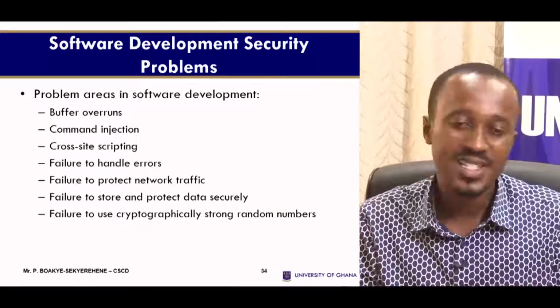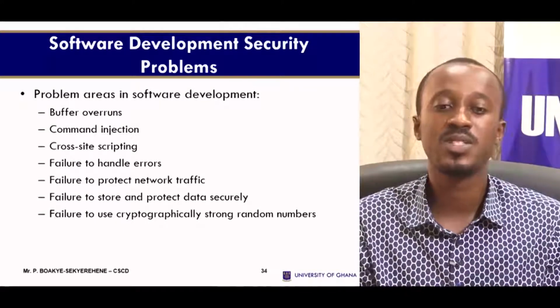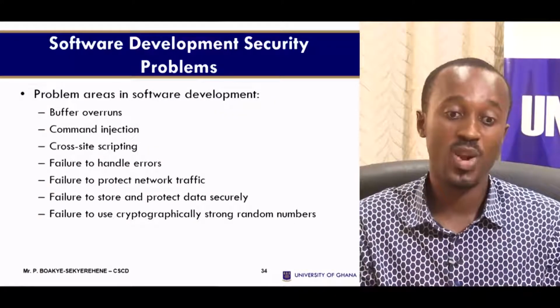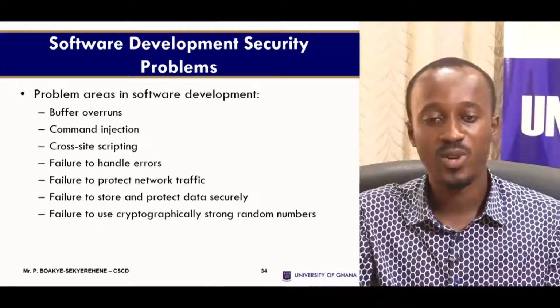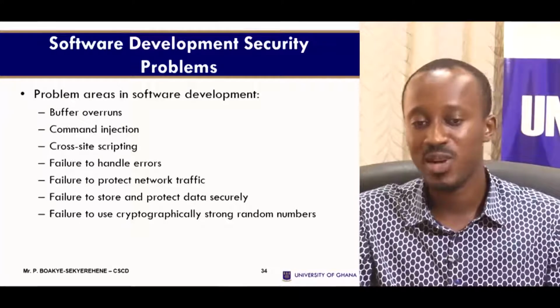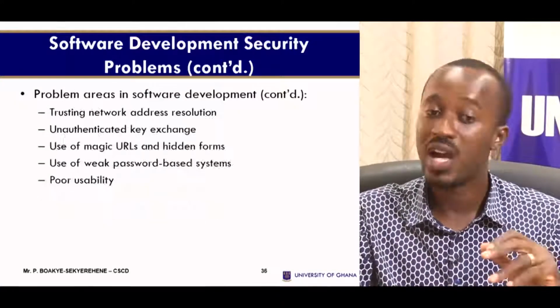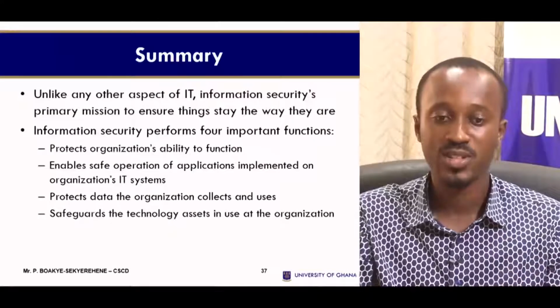Software assurance. There are certain problems that software development security faces. I'll run through briefly some of them. There are a lot. We have what we call buffer overruns, command injection, cross-site scripting, failure to handle errors, and so on and so forth.